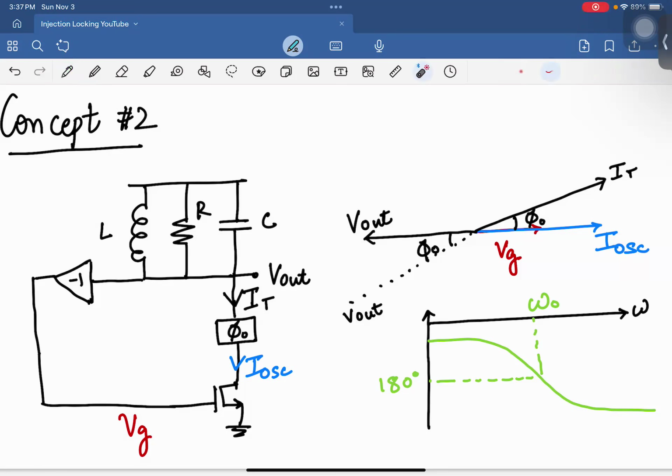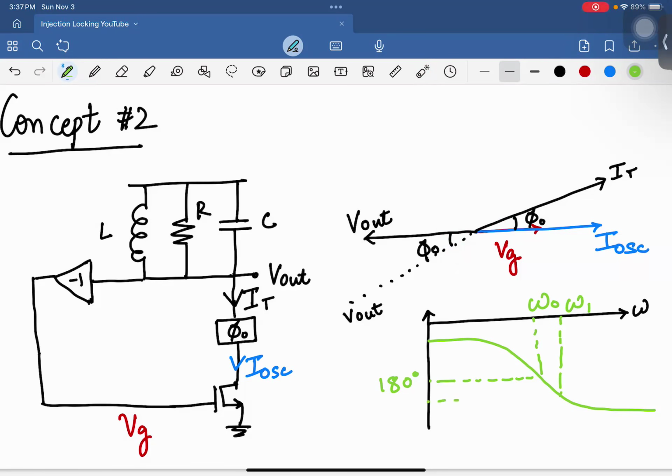Because essentially you want the phase shift to be only this much. V out over IT to be only this much. Or you could say V out over IT is actually this large one. So it's maybe more than 180, right? Whichever way you look at it, you need to be offset from omega naught at some omega 1, right?